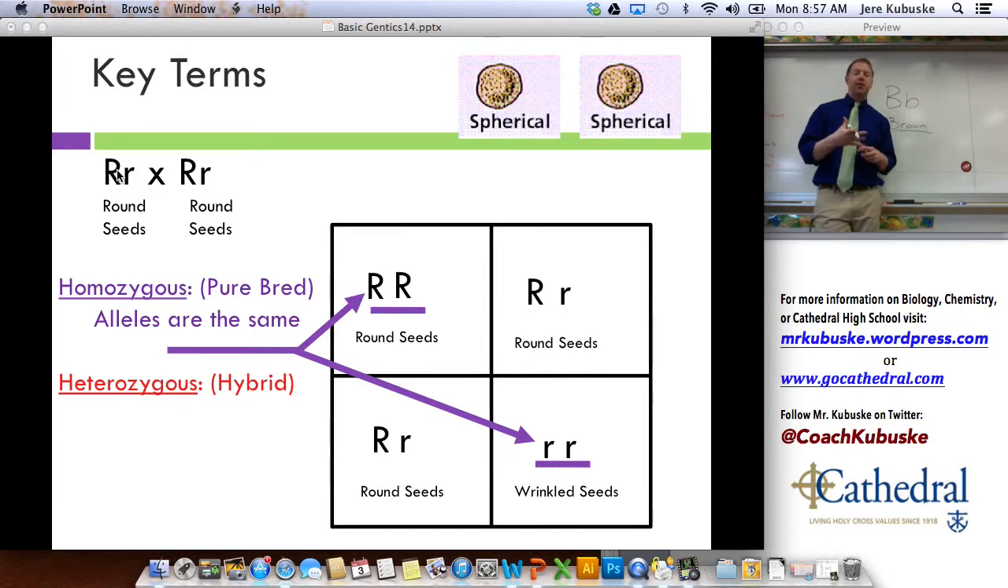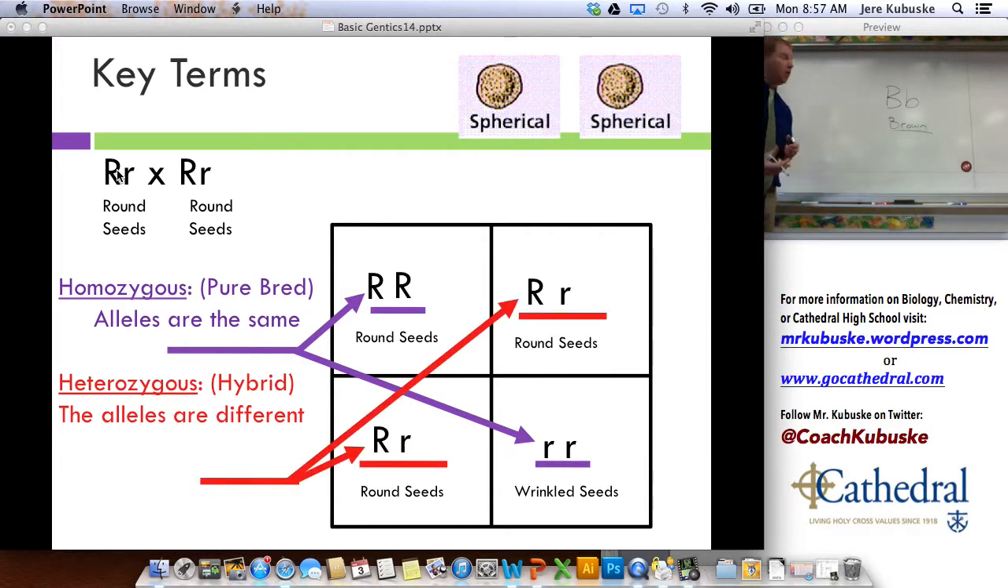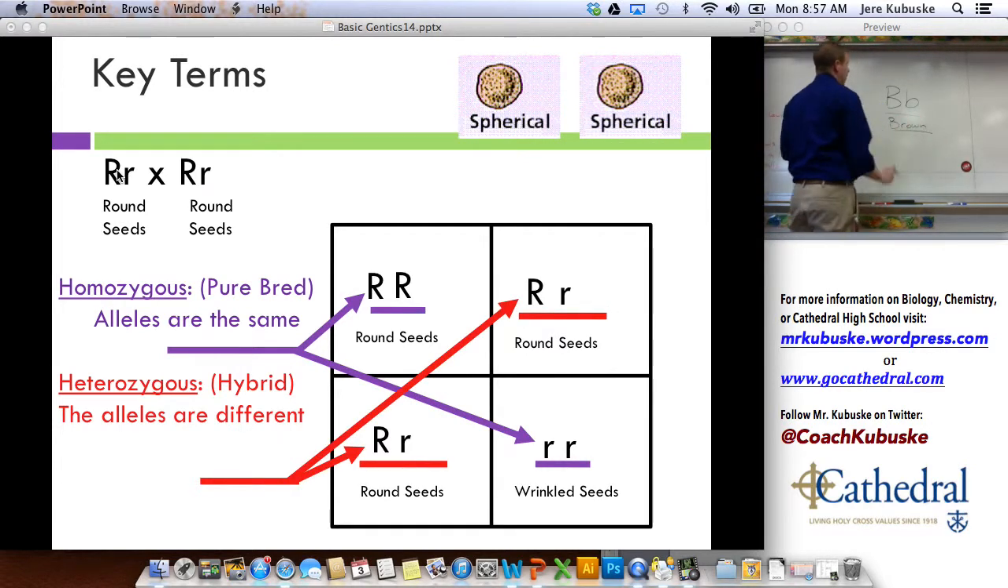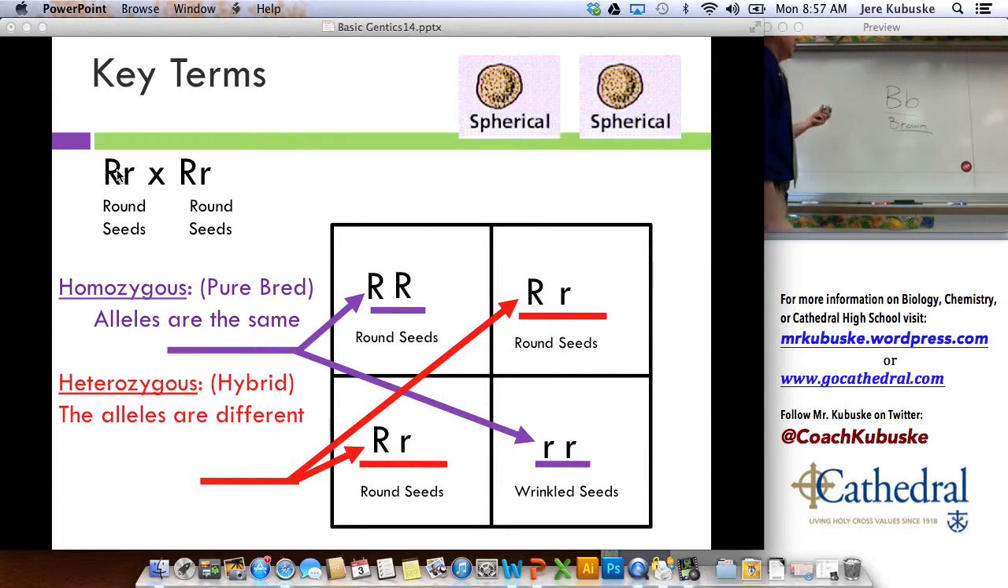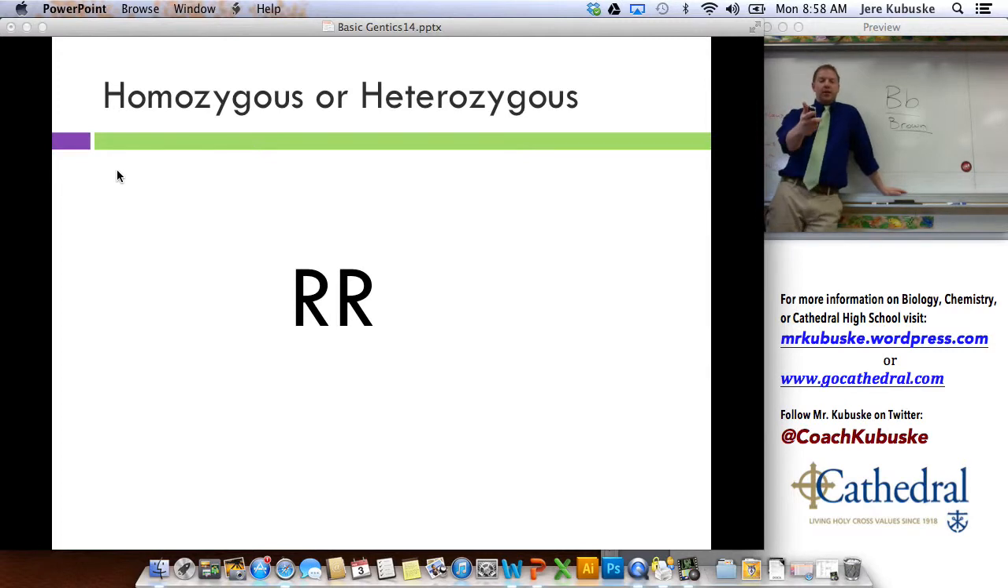Heterozygous, the prefix hetero means different, so the letters are going to be different. One will be capital, one will be lowercase. So this one, for example, is heterozygous because it's big B, little b. Now, homozygous is sometimes referred to as purebred, and heterozygous is sometimes referred to as hybrid, meaning a mixture. So this is homozygous, homozygous, heterozygous, heterozygous, homozygous.